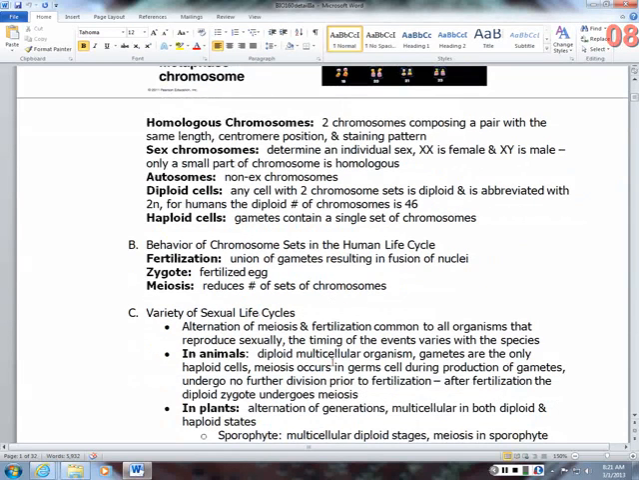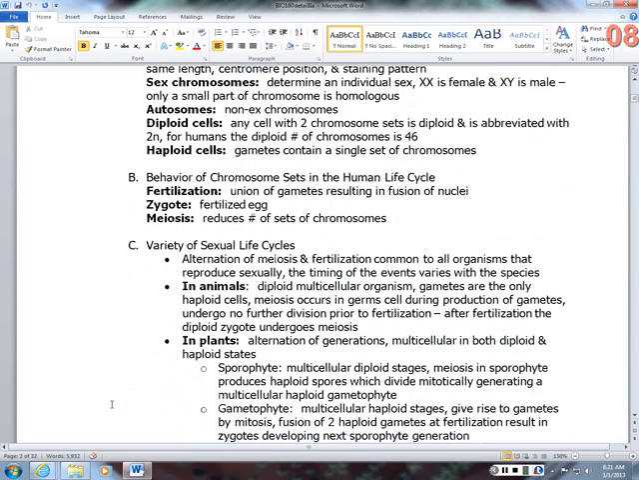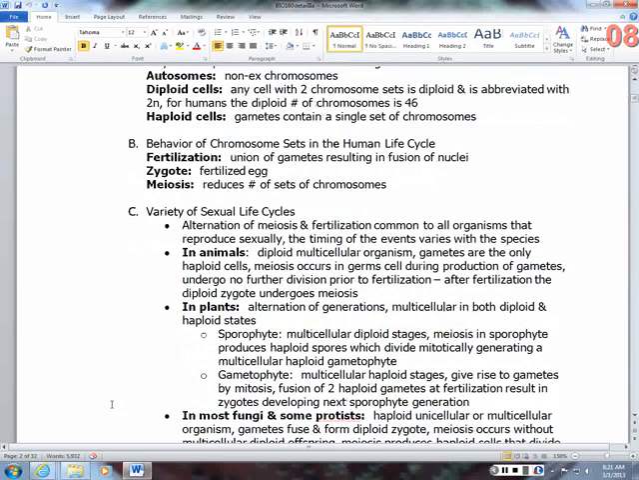So fertilization is going to be the union of the gametes, and you're going to have the nuclei fuse. Once that happens, it becomes a zygote. The process of making the gametes is going to be meiosis. In meiosis, you reduce the number of sets of chromosomes. So that's one of the big differences between meiosis and mitosis. In mitosis, you pass on the same number of chromosomes. In meiosis, you're halving the number of chromosomes.